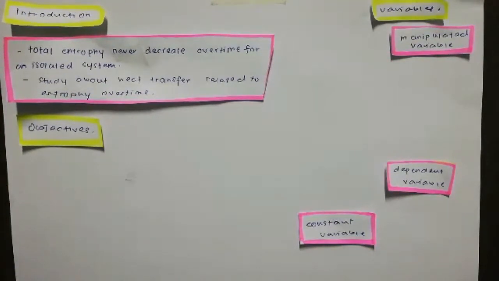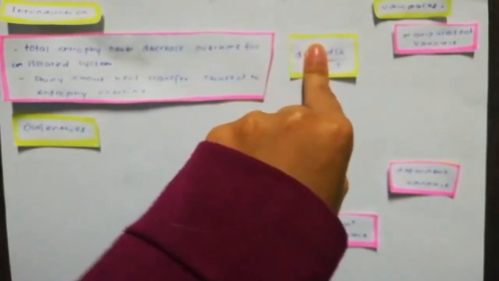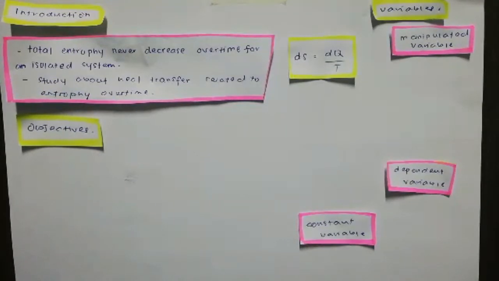An isolated system is a system in which energy or matter cannot enter or leave the system. This experiment is also to study heat transfer related to entropy over time. It can also be expressed as dS equals dQ over T. This formula shows that the difference of entropy is directly proportional to the difference of heat transfer, but inversely proportional to time.